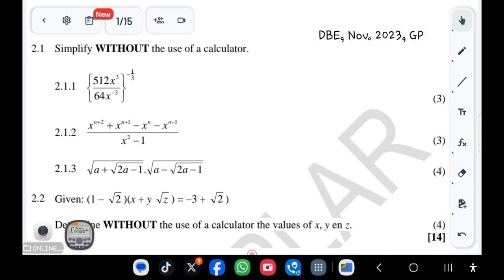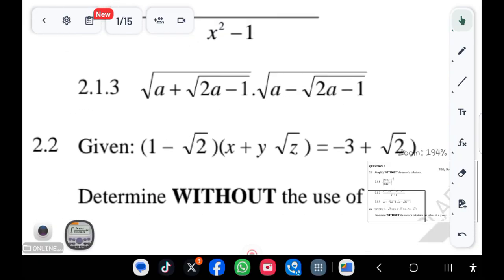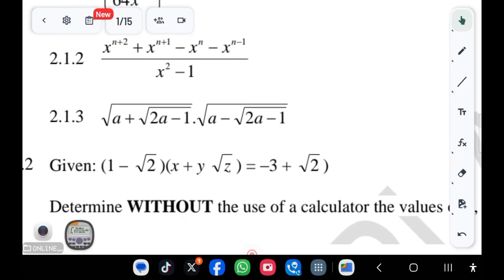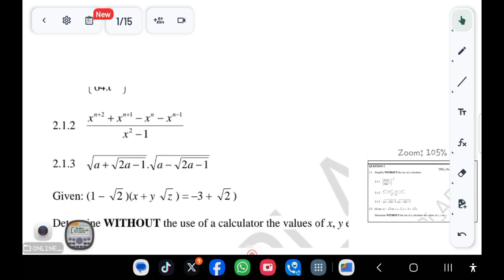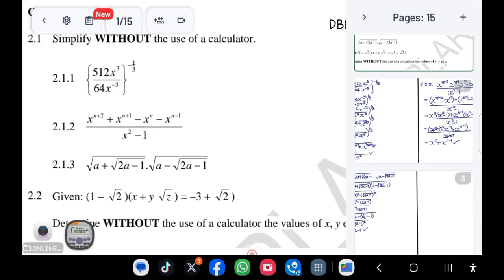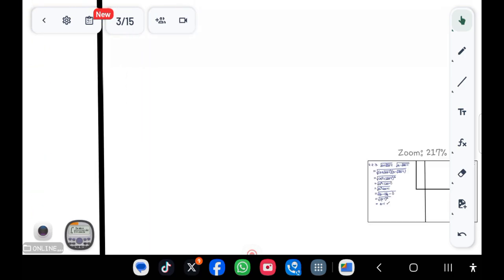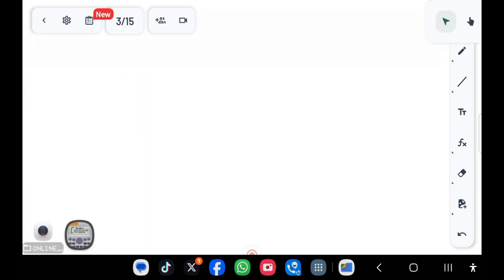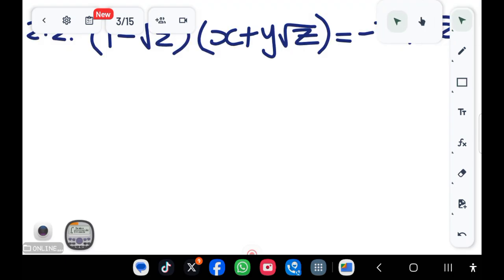And now for the last question, 2.2. We're given this and we are supposed to determine, without the use of a calculator, the values of x, y, and z. Alright, so we obviously are going to use the method of rationalizing the denominator, so keep that in mind. We're going to use that. It's going to come in very handy.